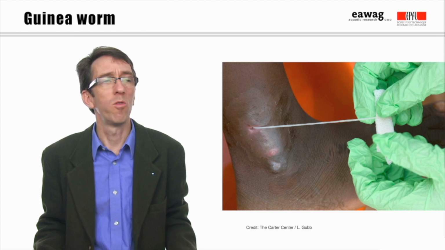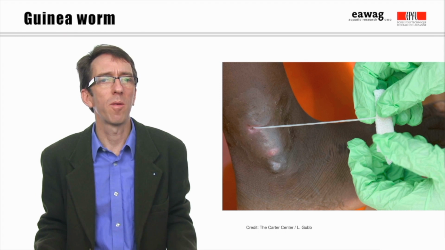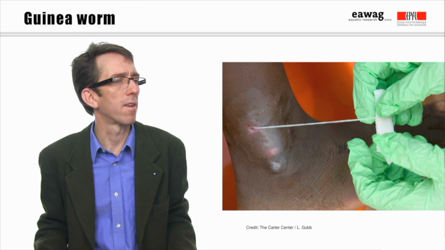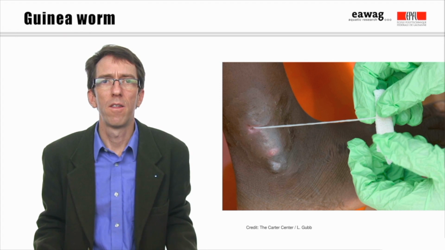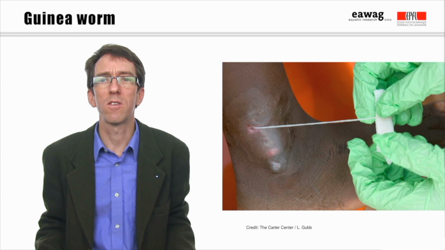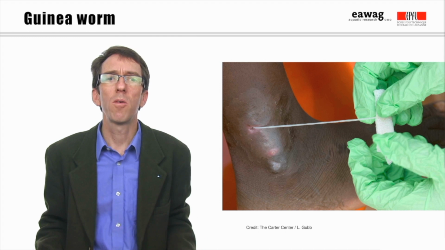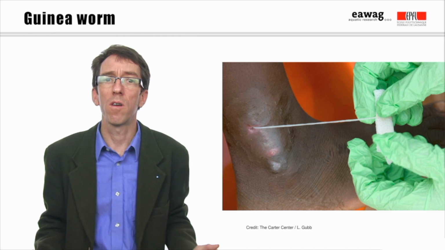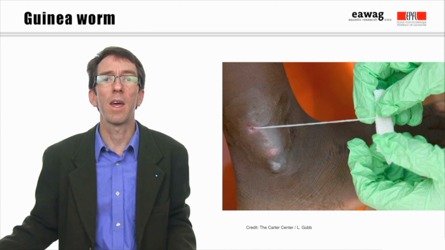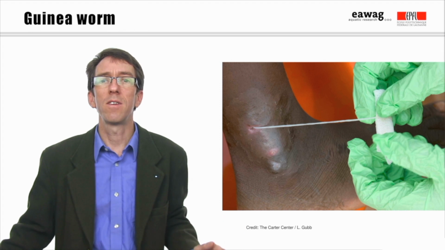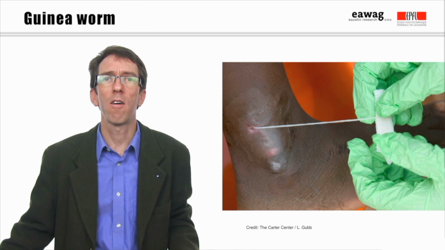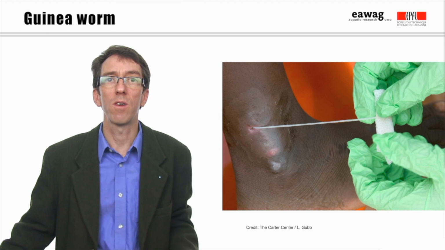The worm has to be removed slowly, winding it up and pulling it out of the body, bit by bit, over weeks. This is extremely painful. It creates sores and blisters, and people often soak their feet in water to relieve the pain. The worm then discharges hundreds of thousands of larvae into the water, completing the transmission cycle.